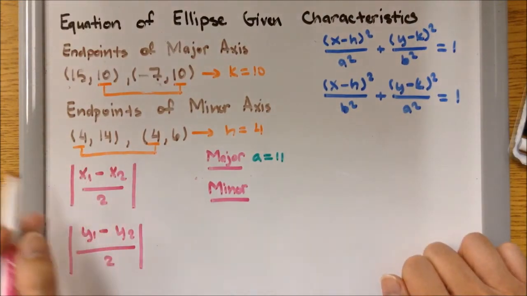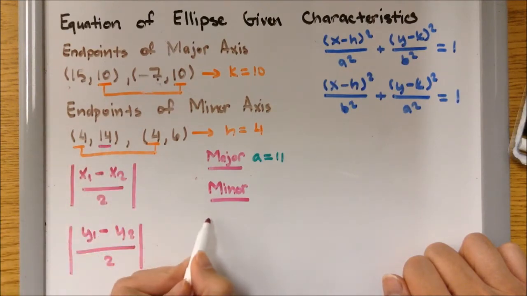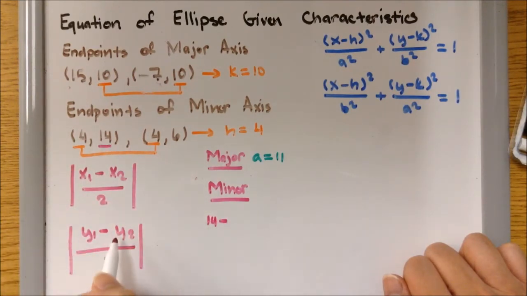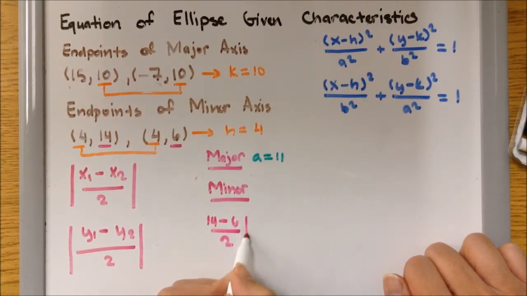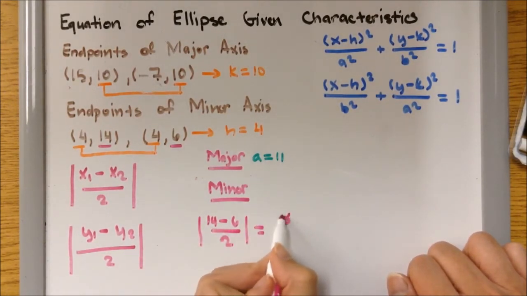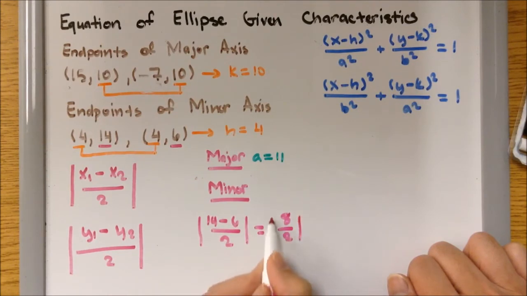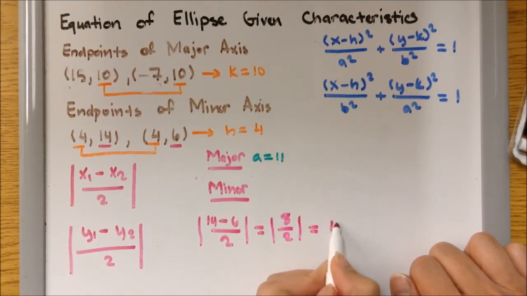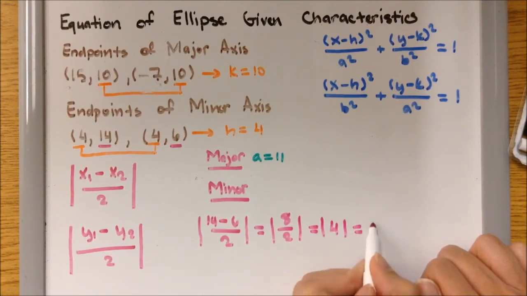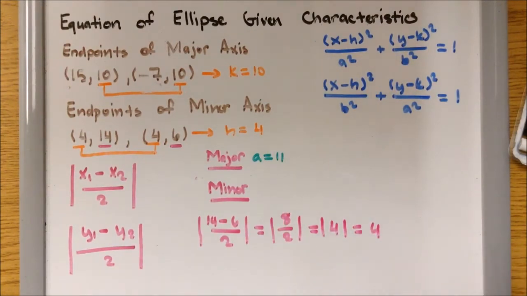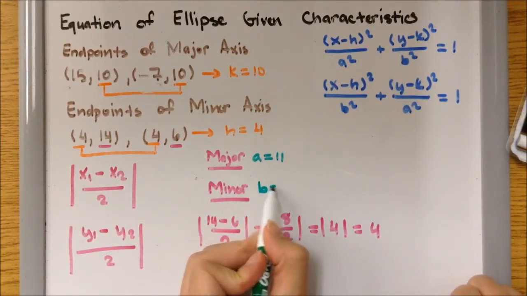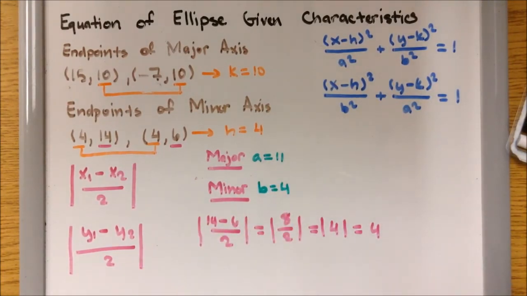So my y1, I'm going to use 14 minus my y2, I'm going to use 6, divided by 2. Inside the absolute value, 14 minus 6 is 8, divided by 2, which is 4. The absolute value of 4 is 4. So for my minor, b is equal to 4. Alright, so there we got our a and b value.